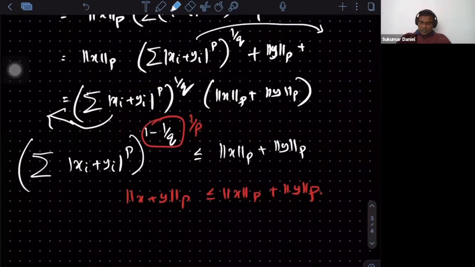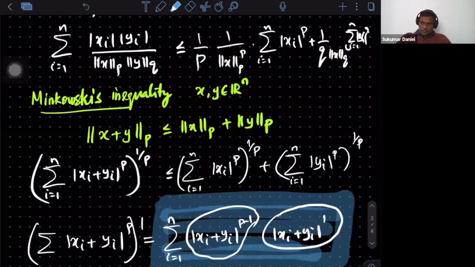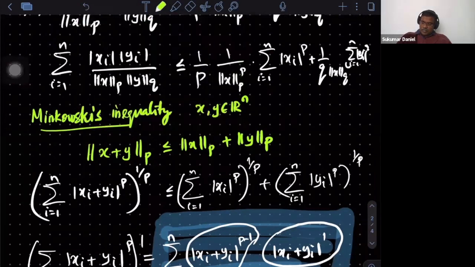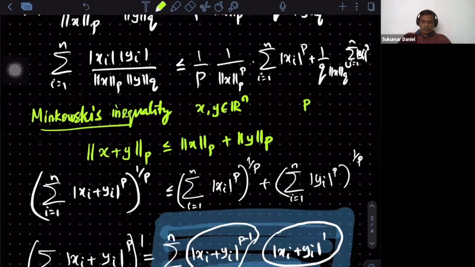But here again, I want to ask the following question. So this whole inequality is coming from Hölder's. So this is true, at least this part is immediate. Is it also true for p equal to 1?